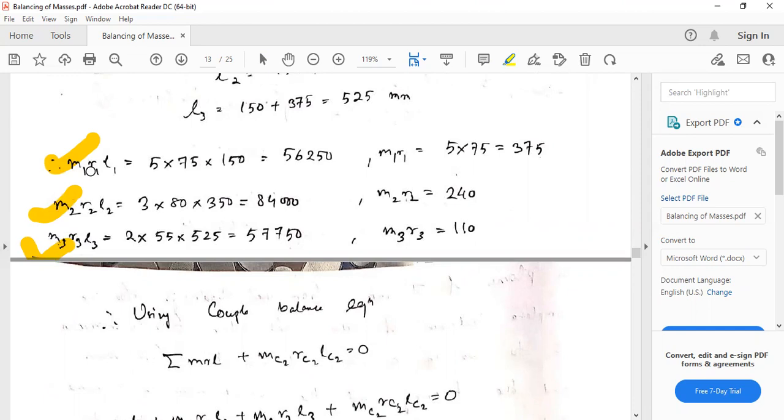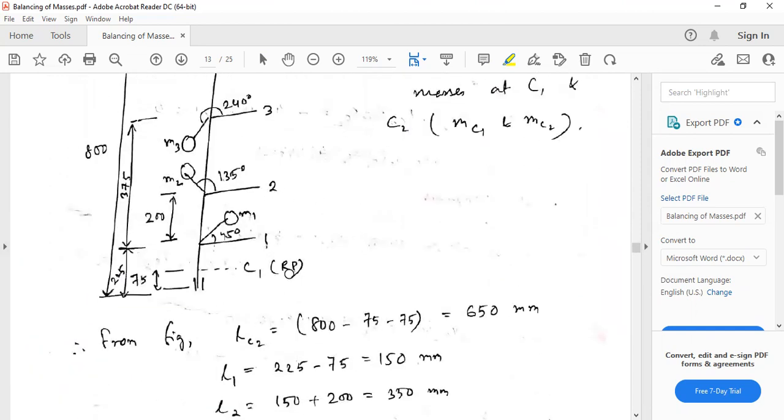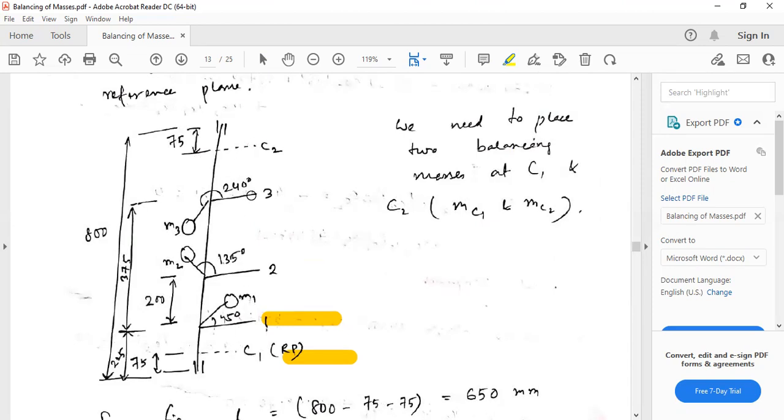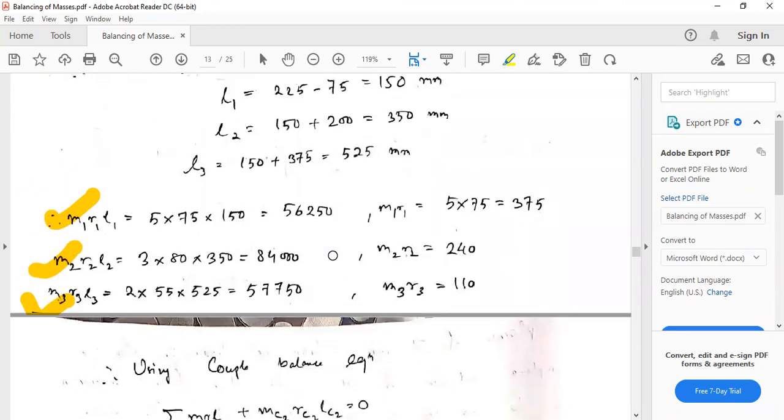Just multiply the length with the MR value. So M1 R1, multiply L1. L1 we have found, no? What is L1, if you ask again? This is the gap between the reference plane and the first mass. Similarly, L2 will be the gap between the reference plane and the second mass. L3 is the reference plane and the third mass, and LC2 is the reference plane and C2 distance. This is the gap. So that is what we have done here. We will use LC2 later.